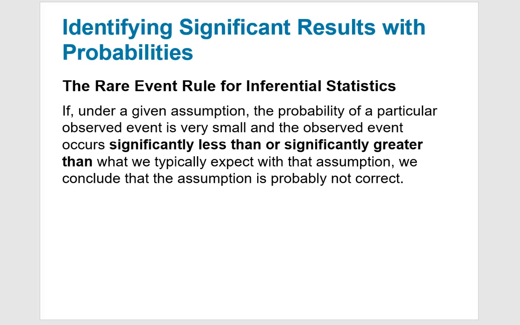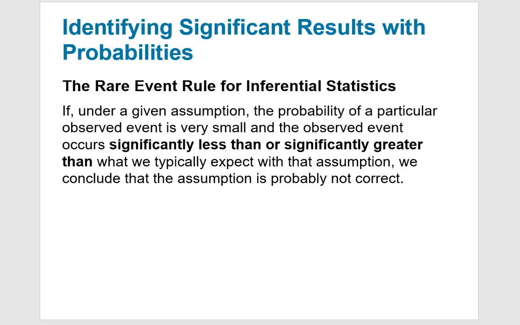All right, when you are identifying significant results in probability, there are some rules. How do I know if something is significant or not? Because obviously there's going to be a lot of stuff around the middle, and then there's the people on the outskirts, the really high or the really low, and that's what we're looking at. Under any given assumption, if the probability of a particular observed event is very small, and the observed event occurs significantly less than or significantly greater than what is typically expected, we can conclude that the assumption is probably not correct.